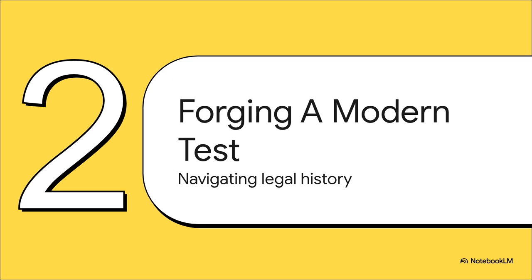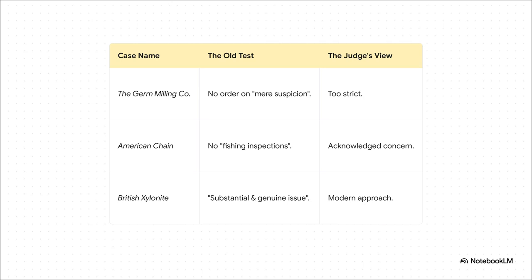This forced the judge, Justice Chesterman, to do a deep dive into more than 100 years of legal history to figure out what the right test should actually be. So he goes back and looks at the old cases. You had these really strict old-school tests from the 1880s, saying mere suspicion is not going to cut it. He saw the very real concern about fishing expeditions. But what really caught his eye was a more modern, more flexible English case, British Excellonite, which said, hey, if there's a substantial and genuine issue here, we should allow an inspection. You can see the legal thinking evolving.